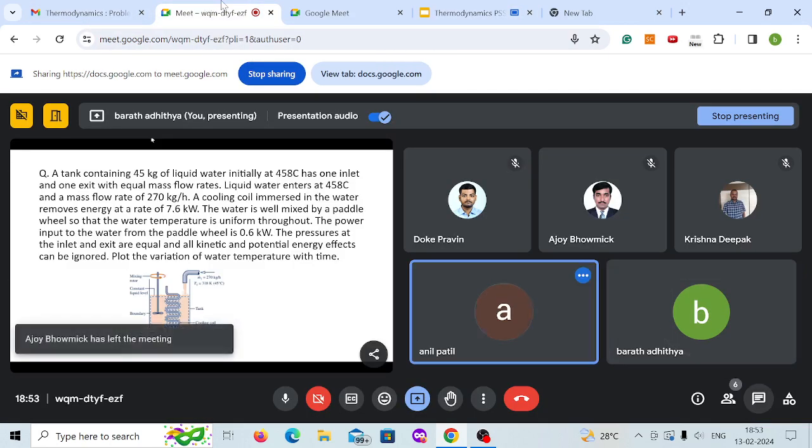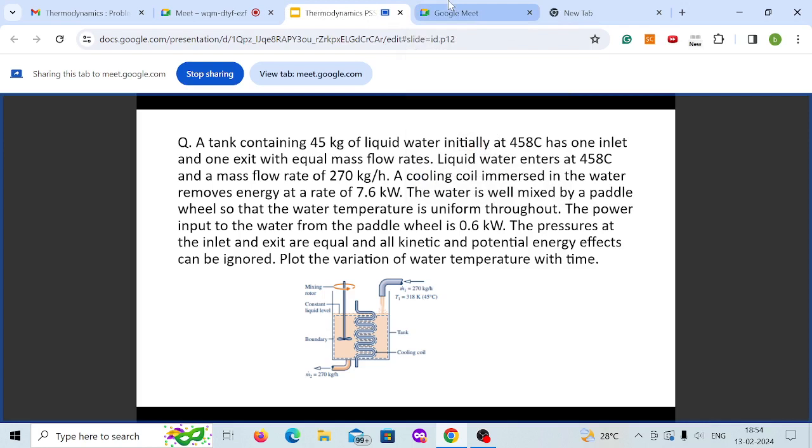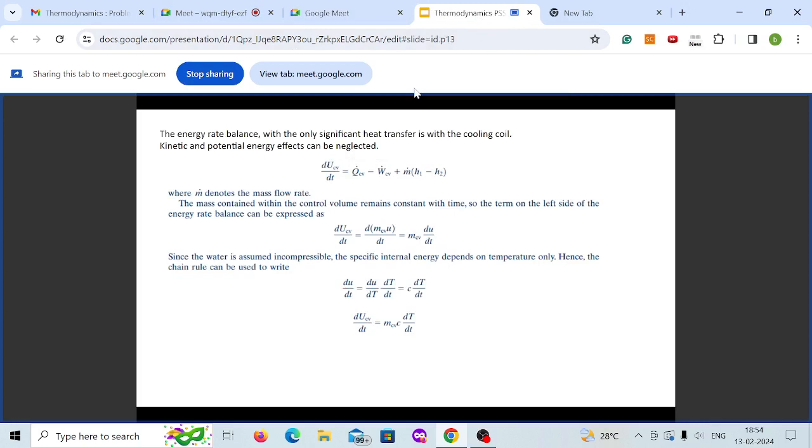Sir, from which book are you taking the problem? It's from multiple books. It's not a single book. Okay, okay.